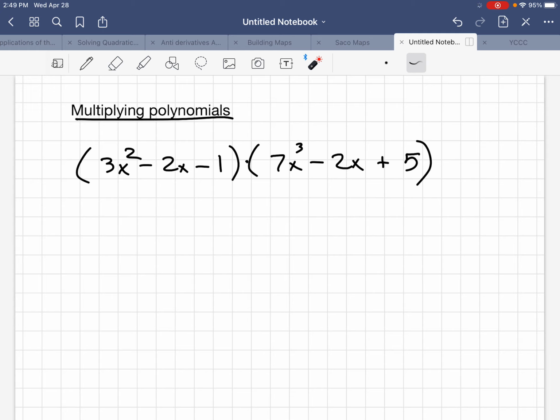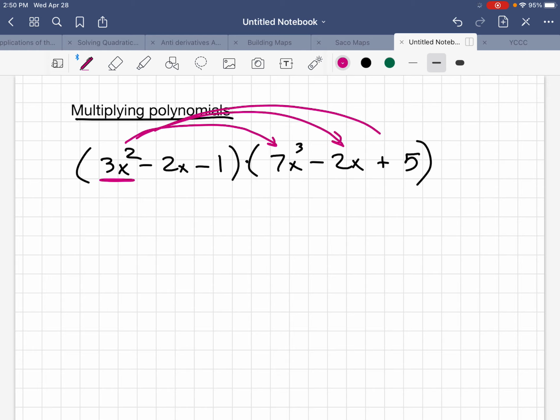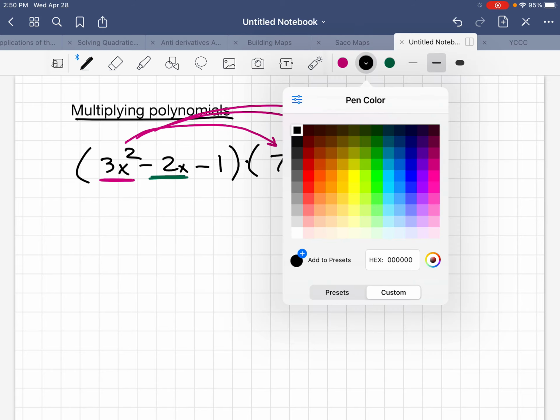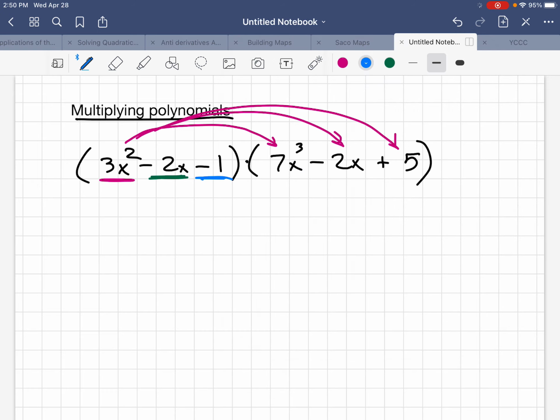Now, the work isn't necessarily difficult. There's just a lot of it. I will be color-coding. So I'm going to start with my first polynomial and the first term, which is 3x squared. I'm going to multiply that by each of the terms in the second polynomial. I like to call this repeated distribution because after I'm done that, I'm going to do the same thing with the negative 2 and the same thing with the negative 1.